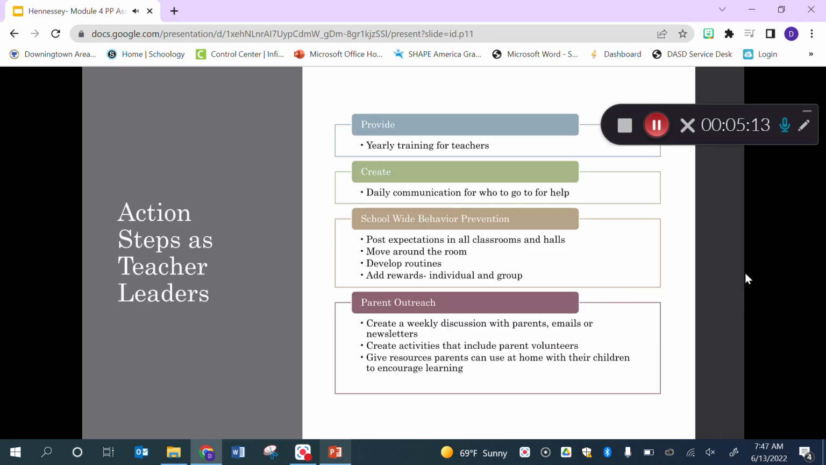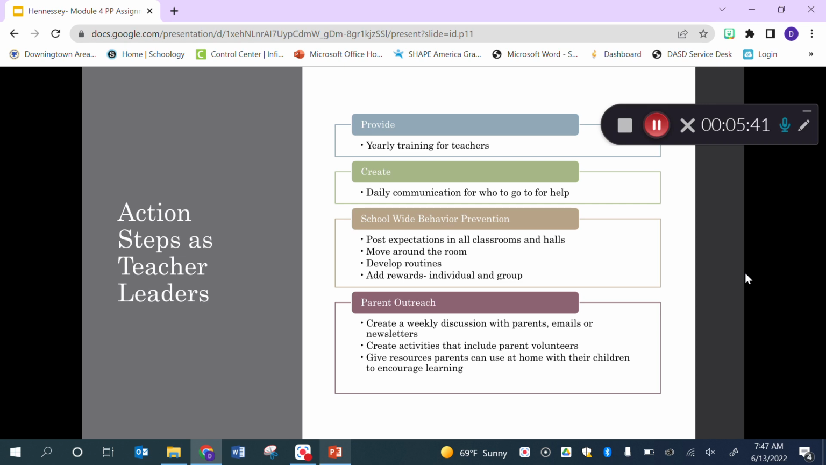So, some action steps as teacher leaders that we discussed that we could take. Provide yearly training for the teachers. Create a daily communication for who to go to for help. Expand on our school-wide behavior prevention. Post expectations in all classrooms and halls. Move around the room. Develop routines and relationships, and add rewards, individual and group.